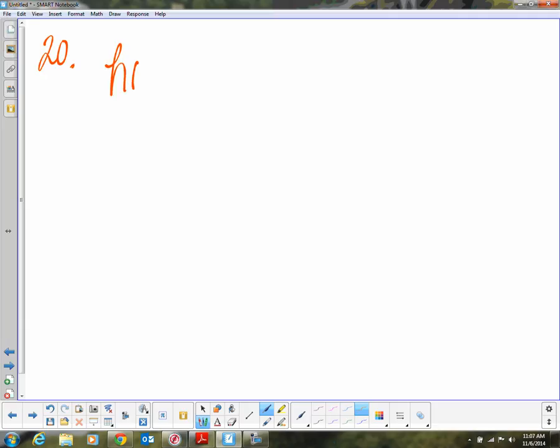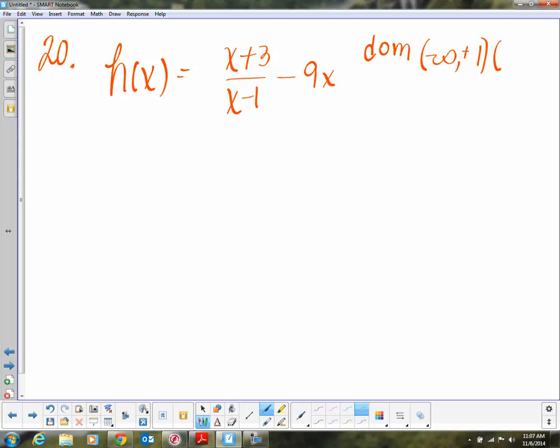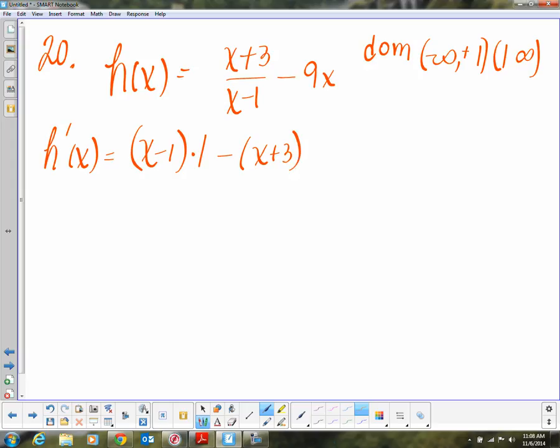So we've got h of x is going to be x plus 3 over x minus 1. And again, I put minus 9x to make it interesting. What's our domain? Negative infinity to 1, right? And then 1 to infinity. What rule do we use for our derivative? So we're going to say x minus 1 times the derivative of the numerator, which is 1, minus the numerator times the derivative of the denominator, all over your denominator squared.